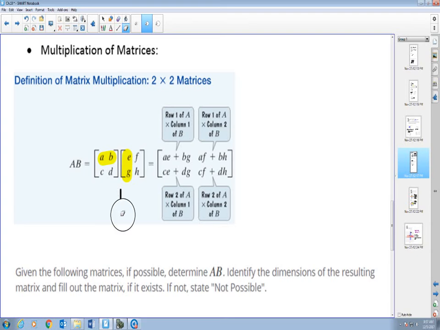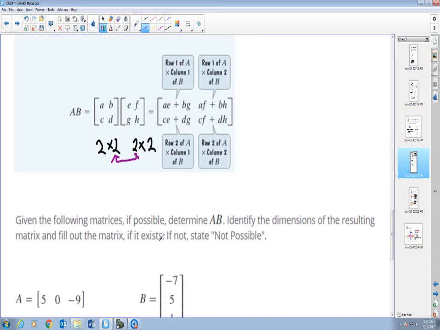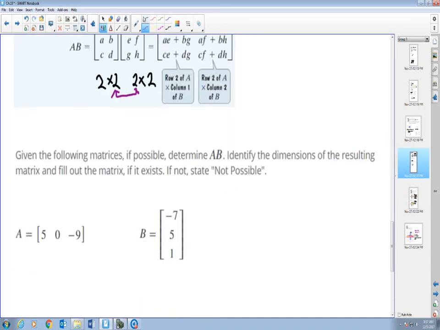Now, in order for two matrices to multiply, right now I have a 2 by 2 matrix multiplying a 2 by 2 matrix. For the row times column to work, you have to make sure these two inner numbers are exactly the same before you multiply them. So sometimes it's not possible to multiply. Check this one out.